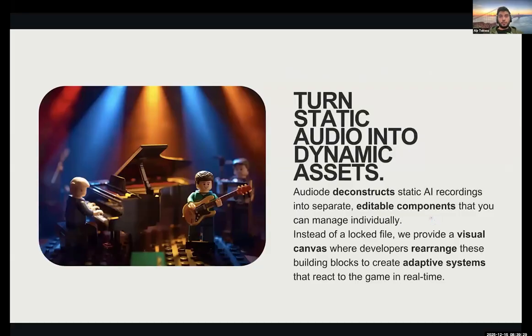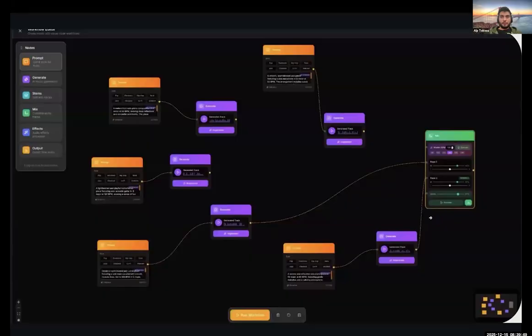With Audiot, we are changing this paradigm. We turn audio from a frozen file into a dynamic system. Think of it like Legos. We deconstruct AI-generated audio into separate editable components, allowing developers to manage and rearrange them inside the game engine in real time. And this isn't just a concept. Here is the product. Through the visual node canvas, developers can build complex adaptive audio systems without writing a single line of code.